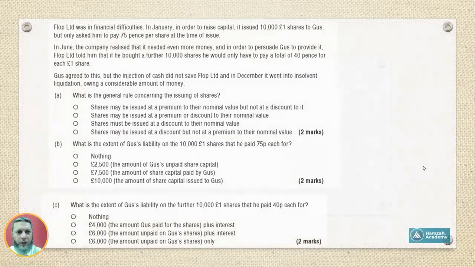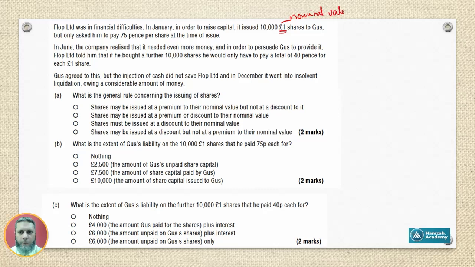The first question at hand is: Flop Limited was in financial difficulties. In January, in order to raise capital, it issued 10,000 £1 shares to Gus. That would be the nominal value, but only asked him to pay 75p per share at the time of issue. Now, this key phrase is important. I'll tell you in a while why.